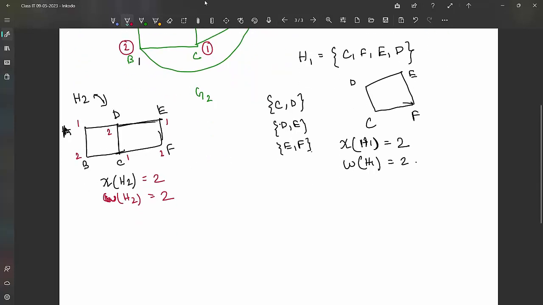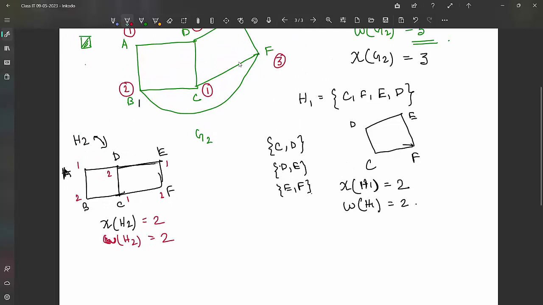Now another set, this triangle type set. We are now taking B, C, F as a subgraph of the graph. This is B, this is C, and this is F. What is the chromatic number? Chi of H3. Let's call it H3. This is H3. What is the chromatic number of that? So 2. Why 2?